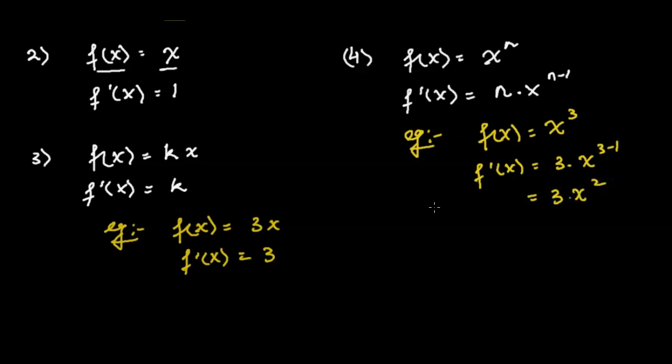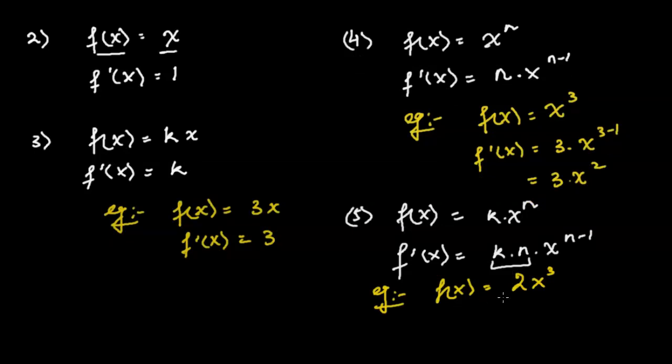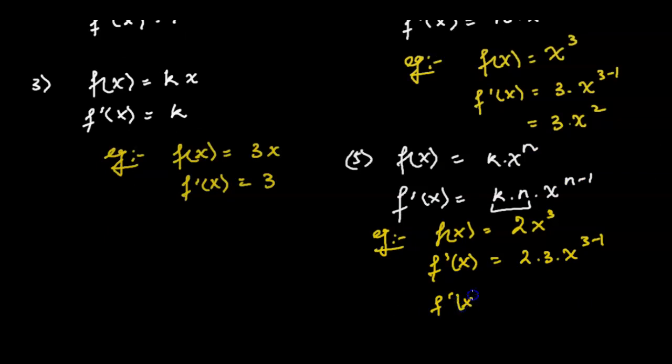3 times x to the power of 2. We can add another rule here, because not always is x going to be without a coefficient. So if we have f(x) is equal to k times x to the power of n, then its derivative is going to be equal to k times n times x to the power n minus 1. So in this case, you can multiply k and n together. Let's understand this with an example. If we have f(x) is equal to 2x to the power of 3, the derivative can be written as 2 times 3 times x to the power 3 minus 1. That would give us the derivative function equal to 6x to the power of 2.